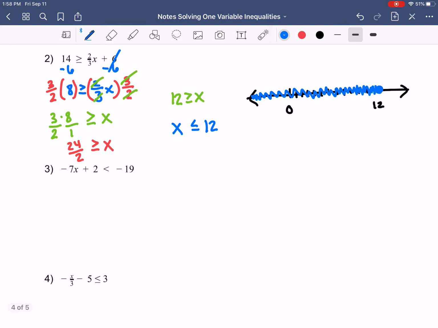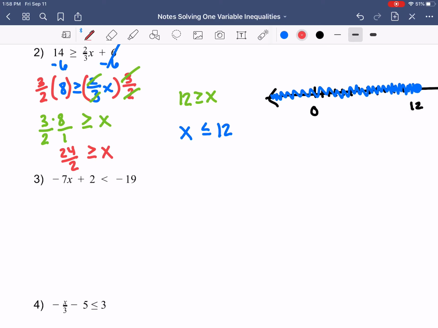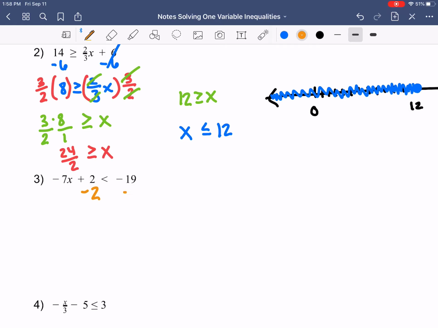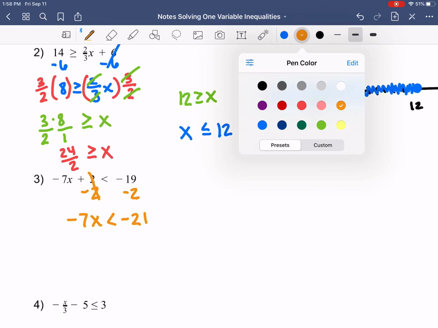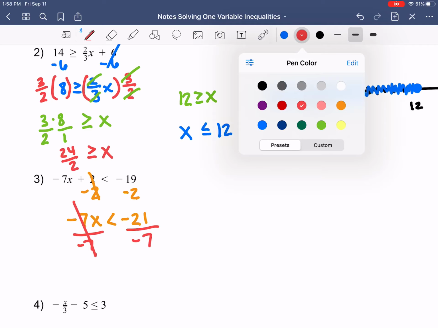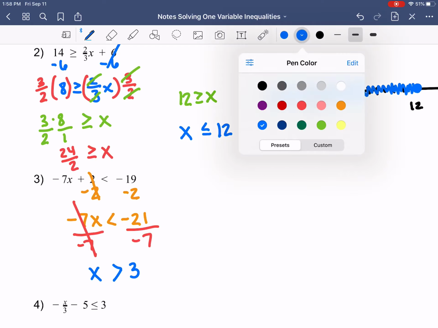Let's keep going. Example number 3 says negative 7x plus 2 is less than negative 19. So I'm going to isolate my x by subtracting 2 on both sides. I get negative 7x is less than negative 21. And now I need to get x by itself, so I'm going to divide by negative 7. One thing you have to remember is if you divide by a negative, you have to flip the sign. So it becomes x is greater than negative 21 divided by negative 7, which is positive 3.